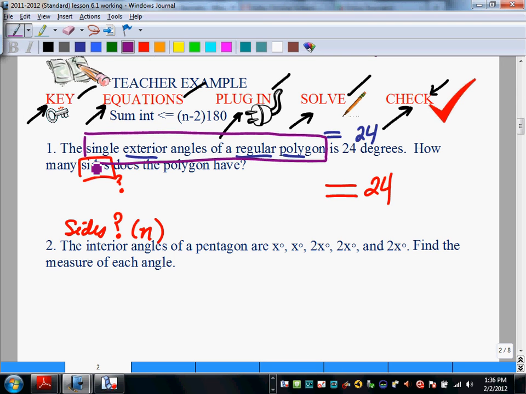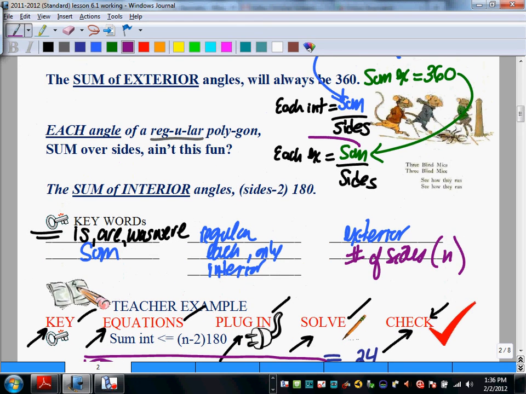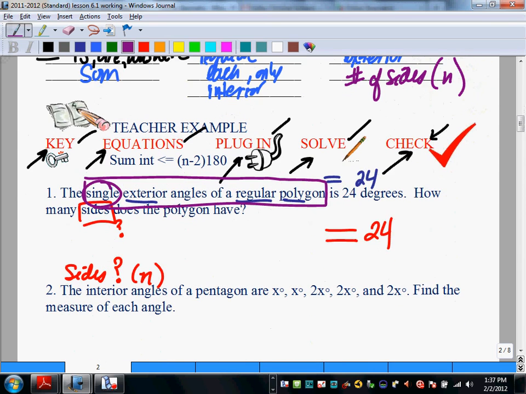All right, now look on the left-hand side. What equals 24? Exterior, regular, polygon. Exterior, the sum or 1? It says right here. Single. It's a single exterior angle. So we're going to come up here, and we want to ask ourselves, how do we find a single exterior angle? It's sum over sides. So our sum here is 360 divided by the number of sides, n.